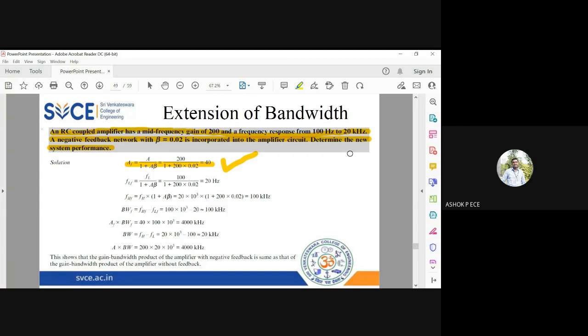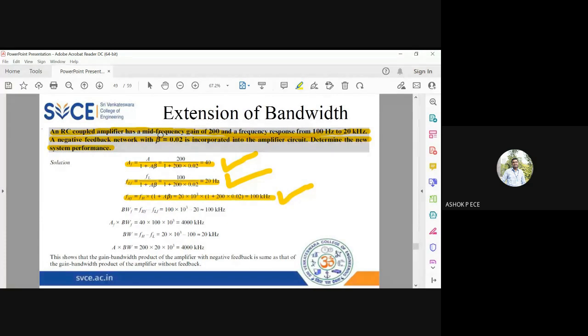Okay, AF is 40. Now FLF, you know FLF equal to FL by 1 plus A beta, the lower cutoff frequency will reduce. So FLF equal to FL by 1 plus A beta, you get 20 hertz. See, 100 hertz just comes to 20 hertz when you're applying feedback. Okay, FHF we have to multiply because it will increase. So FHF equal to FH into 1 plus A beta, so you get 100 kilohertz. 20 kilohertz, then see, it is increasing.